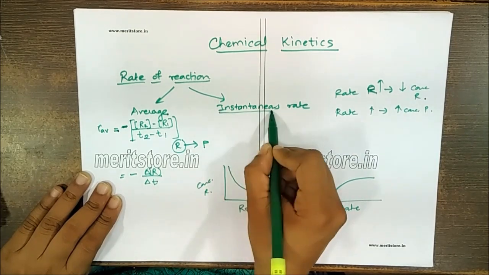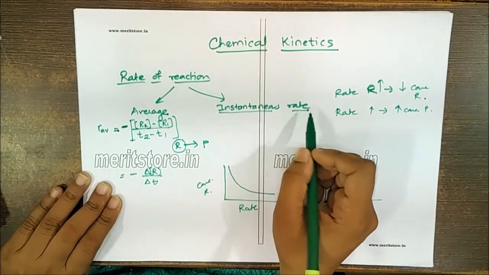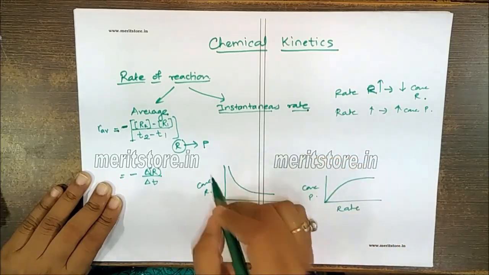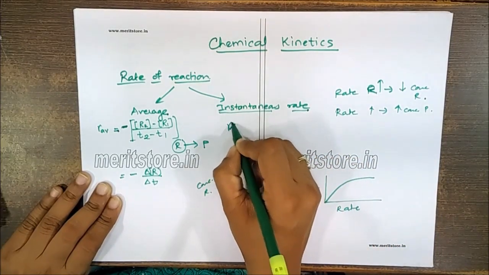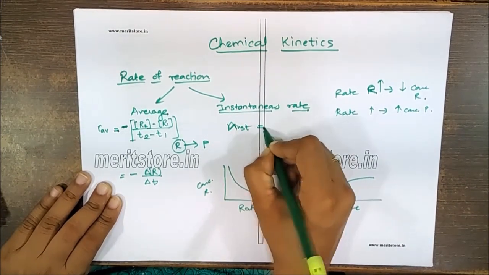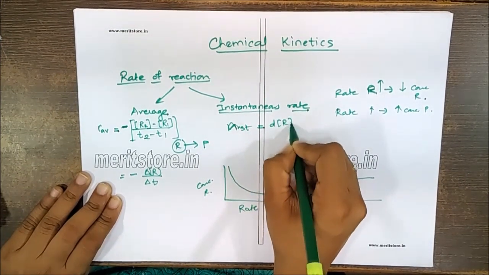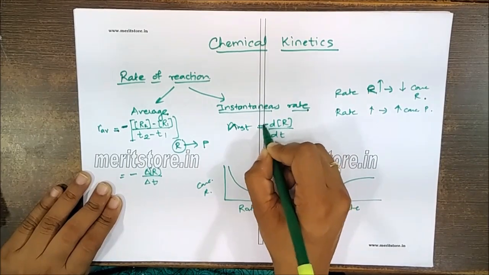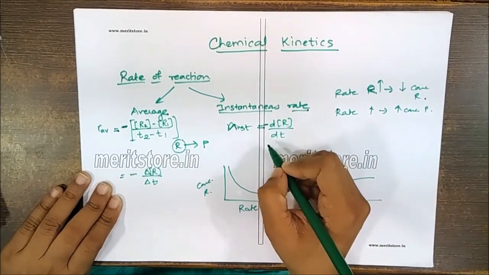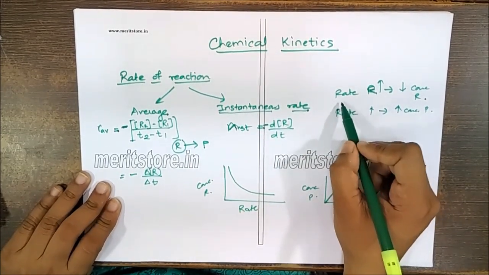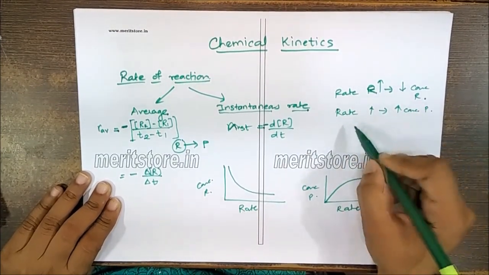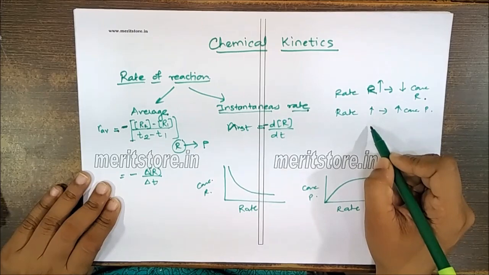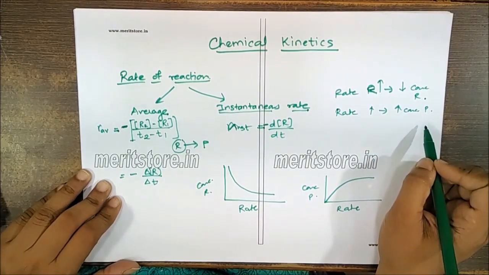But if I'm talking about the instantaneous rate of reaction, I want it at a particular time, at delta T equal to 0. So the instantaneous rate will be equal to minus dR upon dt. The minus sign indicates a decrease in the concentration. So always remember, the rate of reaction increases with decreasing concentration of reactant, and the rate of reaction increases with increasing concentration of the product.